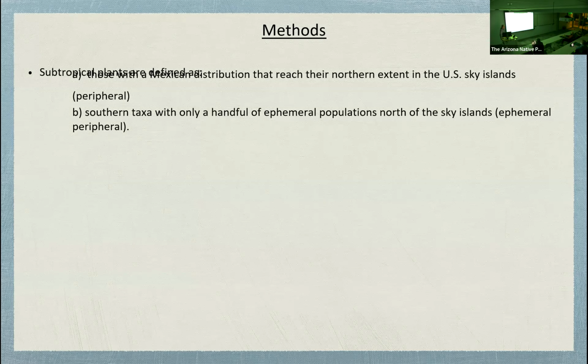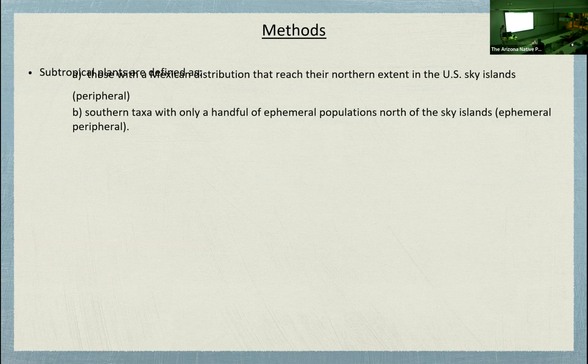The main thing is plants that have a southern range, plants that originate in Mexico or further south, and find their northern extent in the Sky Islands, the US Sky Islands. Those are generally called peripheral plants, peripheral species, or plants found at the periphery of their range.